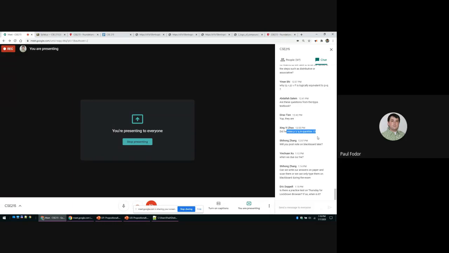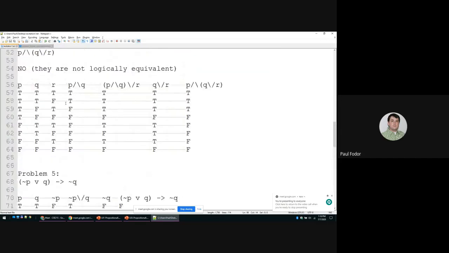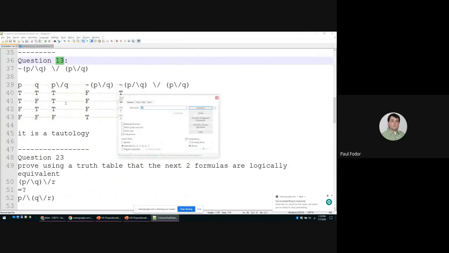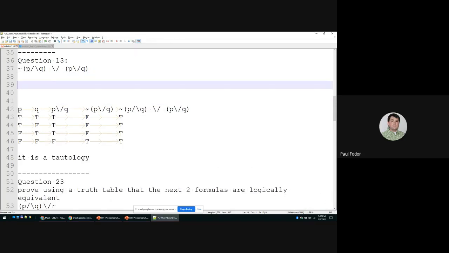Okay, did I miss P or Q in question 13? Question 20, question 5, this question 13 here. Did I miss P or Q? No, I didn't, this was and. Okay, I did miss something here. I do realize that. Okay, so let's see. I completely messed it up. Let's start from scratch. It's easier to start from scratch than actually fix the other one.